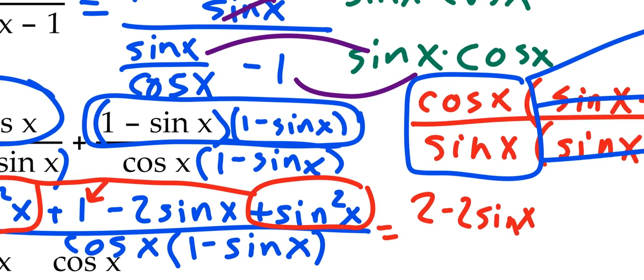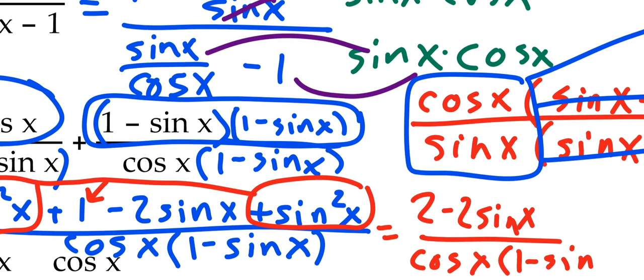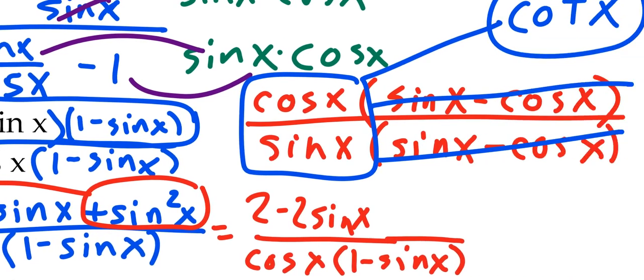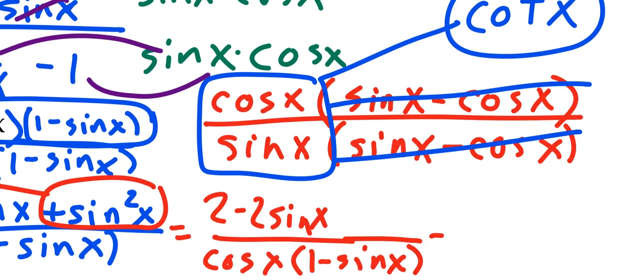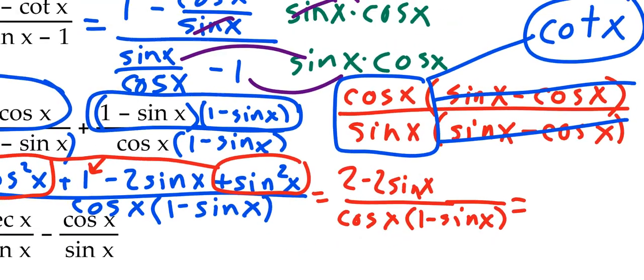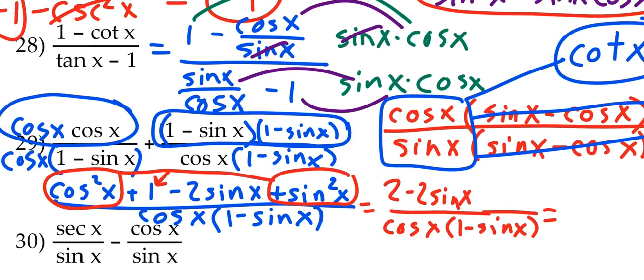All over cosine x times 1 minus sine x. Is there anything you can pull out of the top? Pull out a 2. Hey, can you explain how you got that? Which part? The numerator, 2 minus 2. Okay, see the parts in the red that I circled, the cosine squared and the sine squared? Together, using the Pythagorean identity, that's 1. But then if I add it to the one that I see already sitting there, that's where that 2 came from.